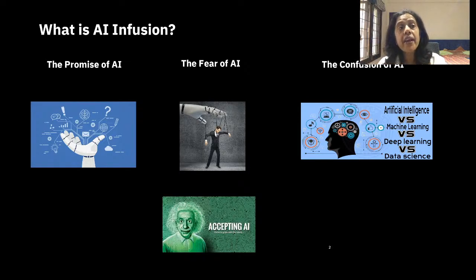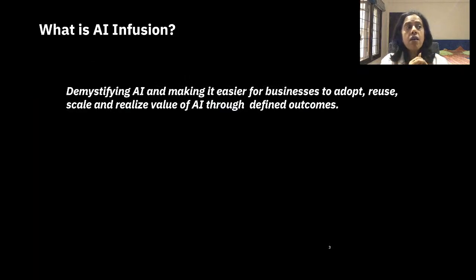So the acceptance of AI in businesses gets delayed if the fear and confusion are more. The promise is there, but until and unless all these things are seen in one perspective, the acceptance of AI doesn't happen. So today I'm going to talk about how enterprises, how businesses see AI, and what AI infusion is. AI infusion is basically demystifying AI. You demystify what AI is. You remove the confusion, and you make it easier for businesses to adopt, to reuse, and to scale, and realize the value of AI through defined outcomes.